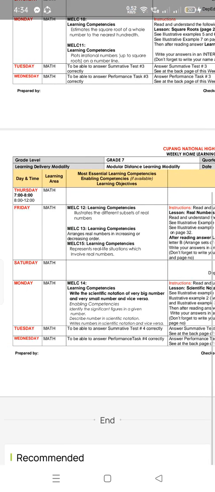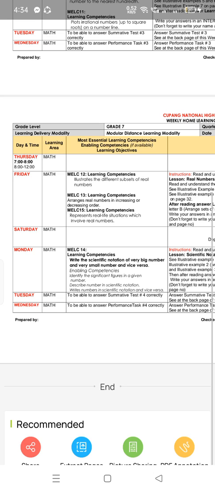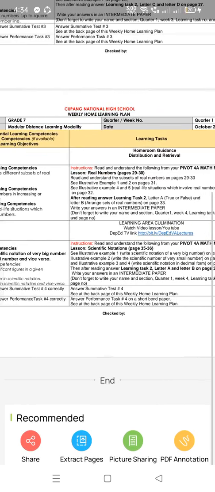Monday, MELC 14 learning competency: write the scientific notation of very big numbers and very small numbers and vice versa. Enabling competencies: identify the significant figures in a given number, describe numbers in scientific notation, write numbers in scientific notation, and vice versa.